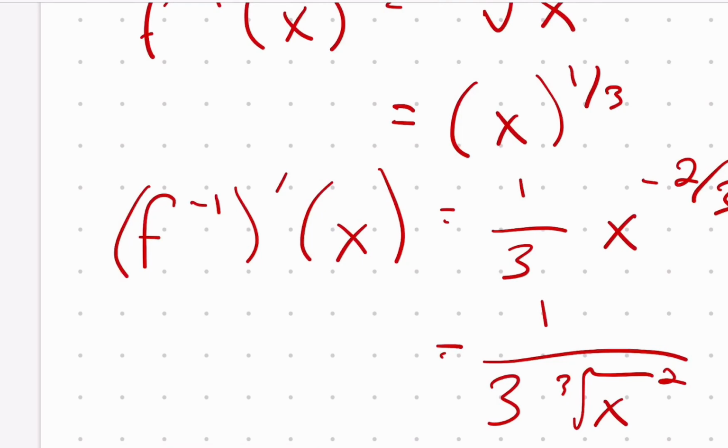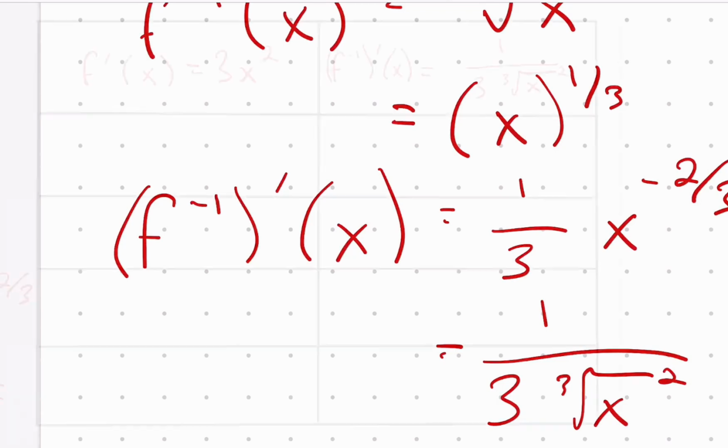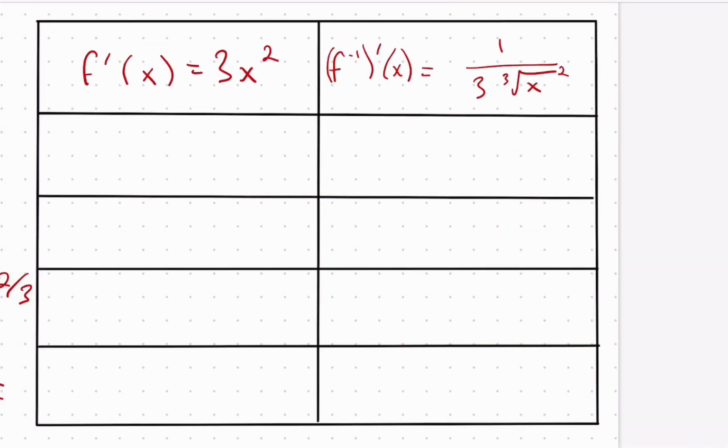Take note of how I wrote f inverse prime of x. I put parentheses around the f inverse. That way the inverse symbol doesn't get confused with the prime symbol. So we have f prime of x is equal to 3x squared, and (f inverse) prime of x is 1 over 3 times the cube root of x squared.